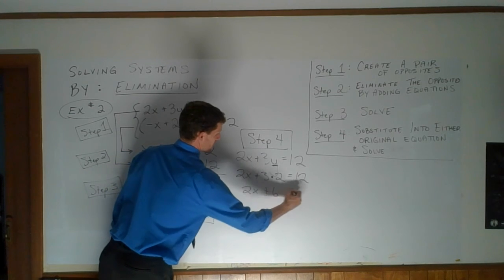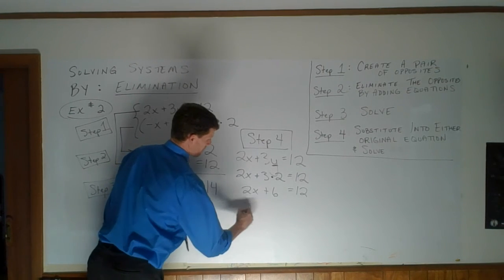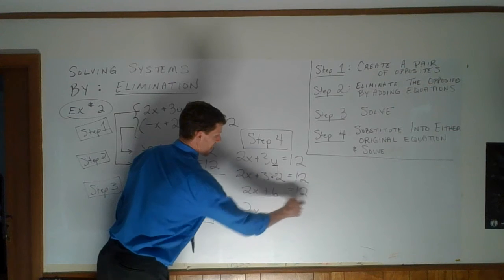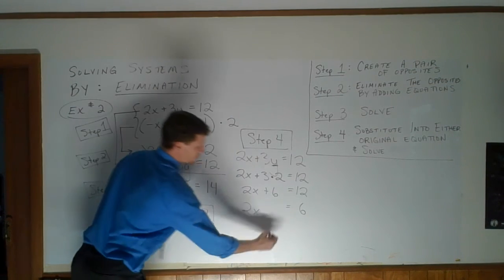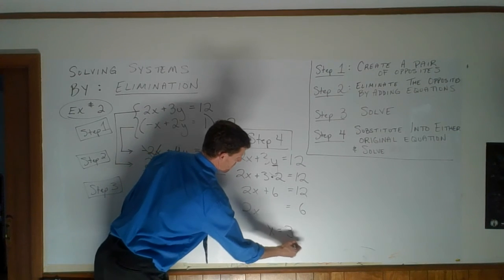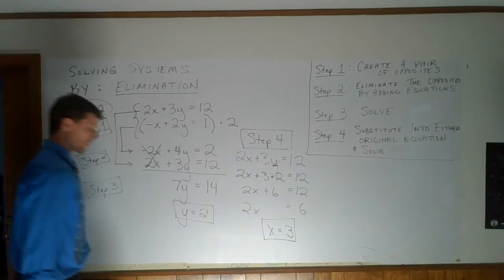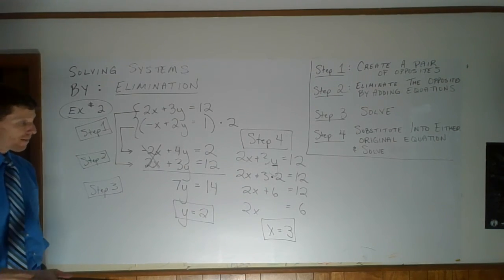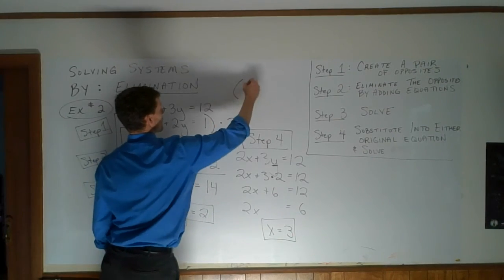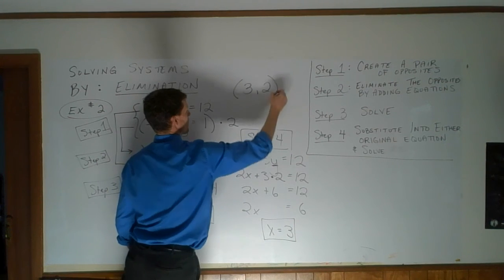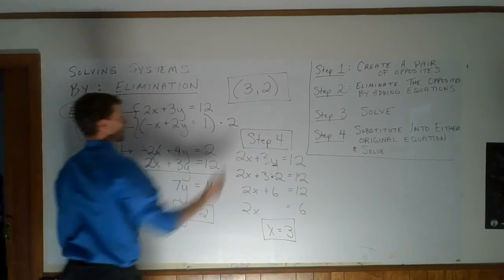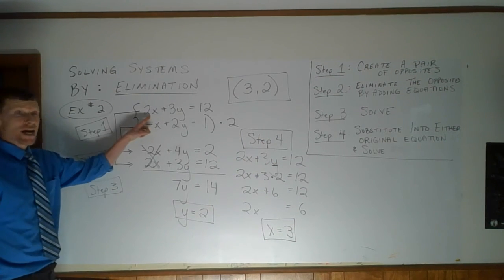2x plus 6 equals 12. 2x equals, subtract the 6, divide by 2, and I now have my answer. Remember, if you're going to write it as an ordered pair, the x goes first, the y goes second. This is our solution.